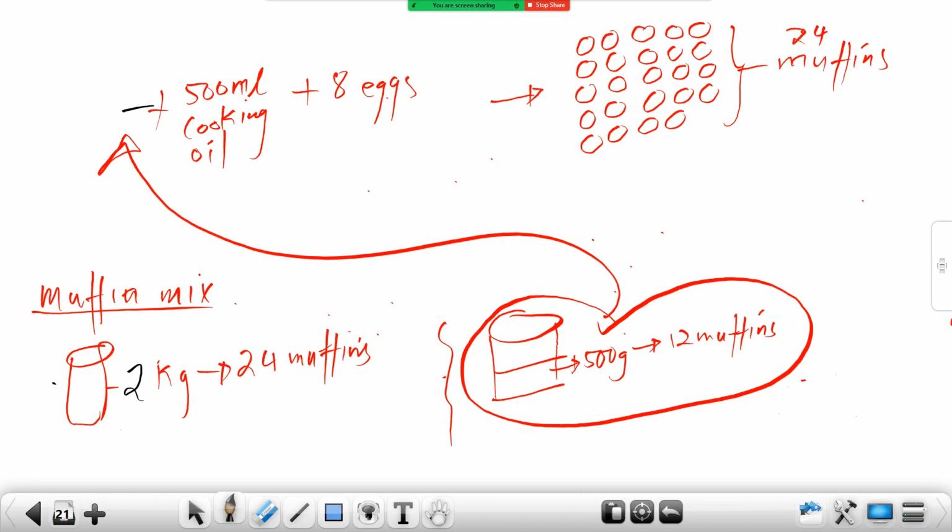I want to produce 24, but I only have 500 grams, so it's the muffin mix that limits me. The 500 grams limits me to only 12 muffins. But if I have the 2 kg, I will even have more, but the eggs that I have are limiting me. They are not allowing me to have the full complement of the products that I want. So the limiting reactant limits the amount of product that is being formed.